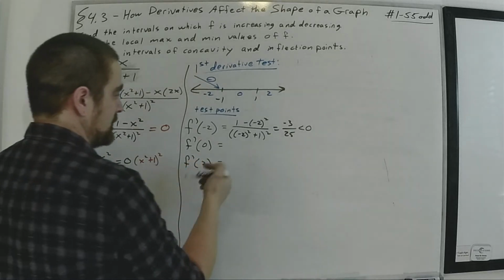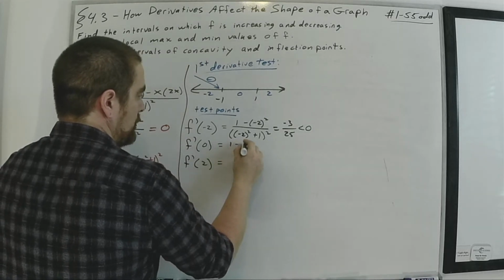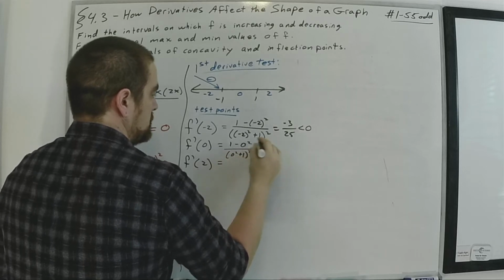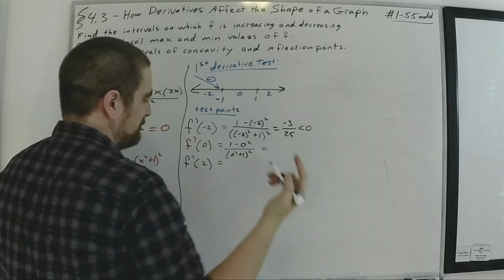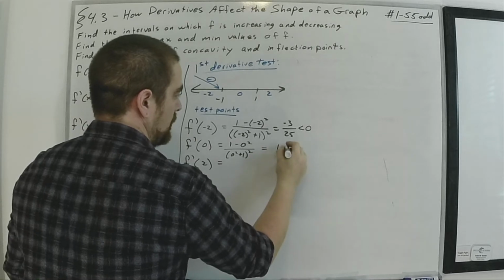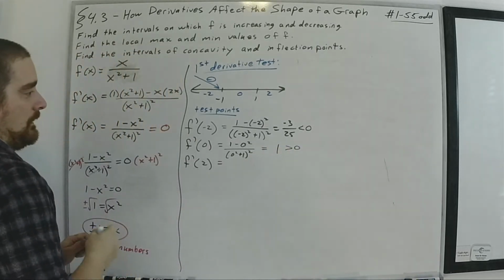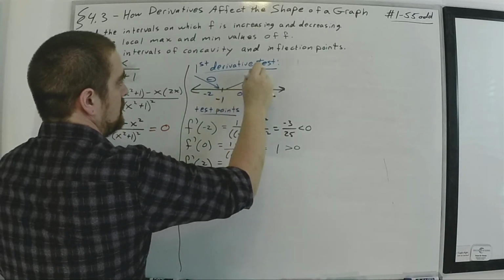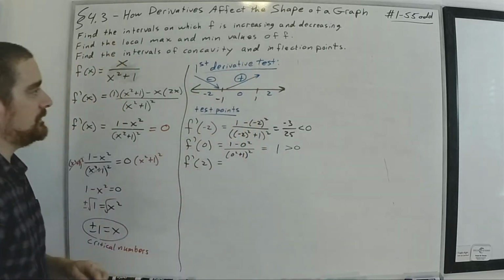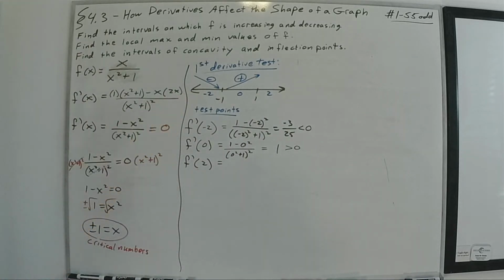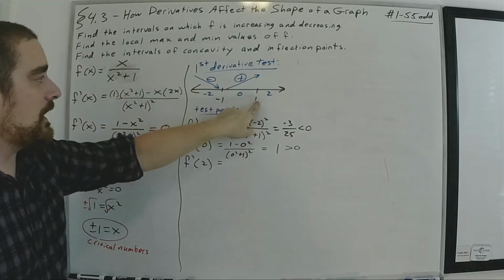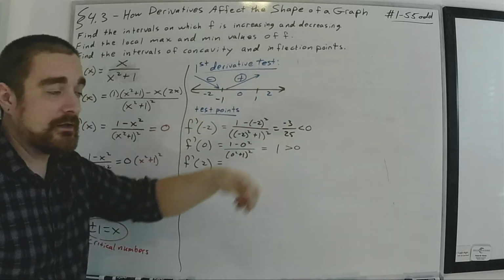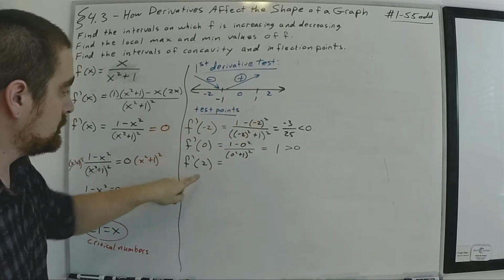We repeat that process, this time with 0 plugged in, 1 minus 0 squared over 0 squared plus 1 quantity squared. Well, the top's just 1, the bottom's just 1. That's 1, that's positive. Since my first derivative has a positive sign, my first derivative tells me that my original function, f of x, must be increasing on that interval from -1 to 1. I'm hitting 1, that's another critical number, so I'm not sure if I'm changing sign on my derivative. That's why I need another test point out to the right.